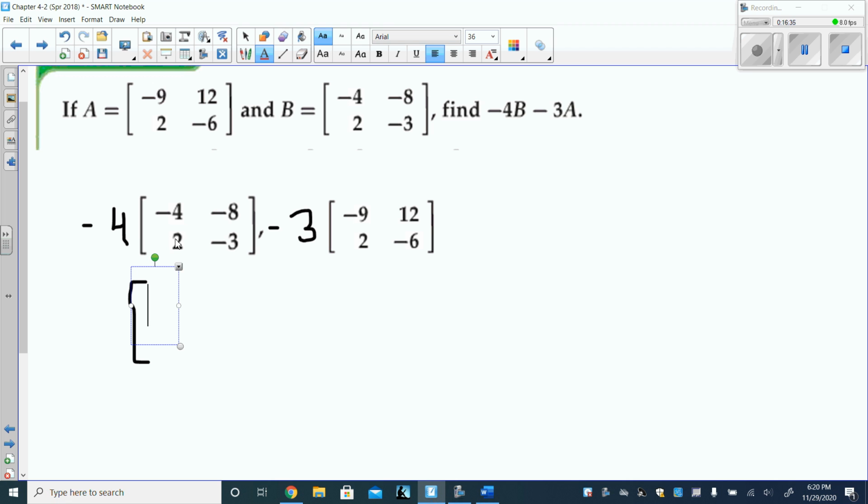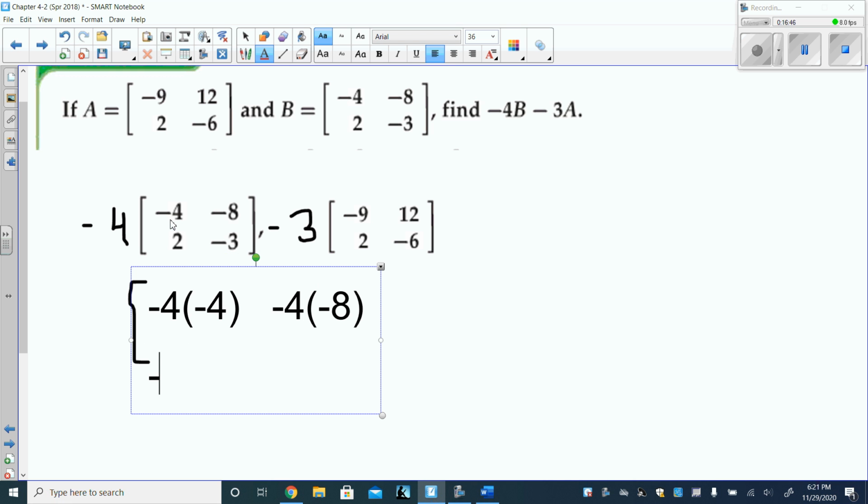So we'd have negative 4 times negative 4, and then negative 4 times negative 8. And then on the bottom we'd have negative 4 times 2, and then negative 4 times negative 3. And that would be our first matrix.